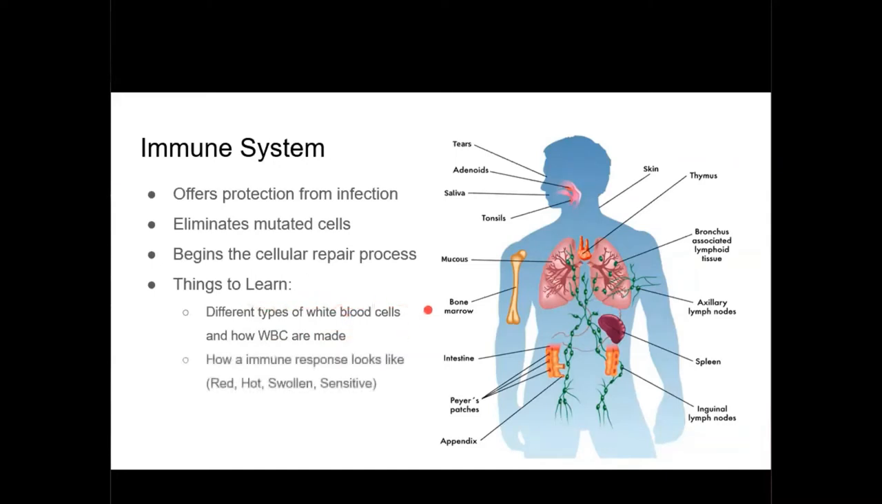You also want to be able to recognize what an immune response looks like. So for instance, when you get a cut, you recognize that it's red, it's hot, it's swollen, and it's sensitive. You want to know what those four things are and why they result from immune response. You also want to know the diseases of the immune system, like what diseases are, and the common ones like arthritis.